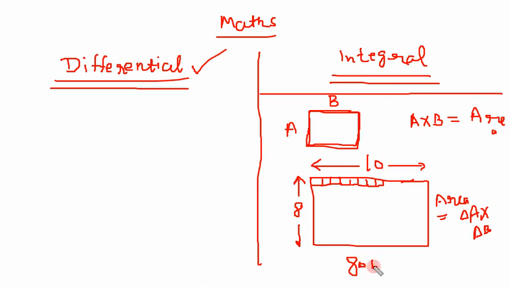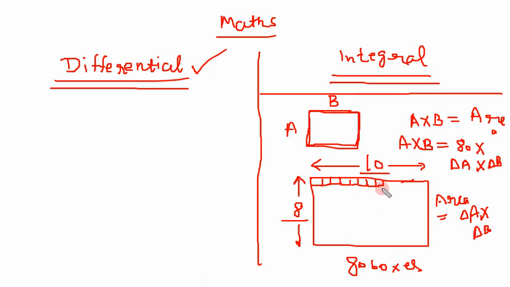We used 80 boxes to cover this area, and we simply multiply these 80 boxes into the area of one box. We will get the area of this big rectangle. The area of this small box is delta A into delta B, and we used 10 into 8, total 80 boxes. So the area of this big rectangle, that means A into B, is simply 80 into delta A into delta B. So we have used 80 small boxes to cover this area.